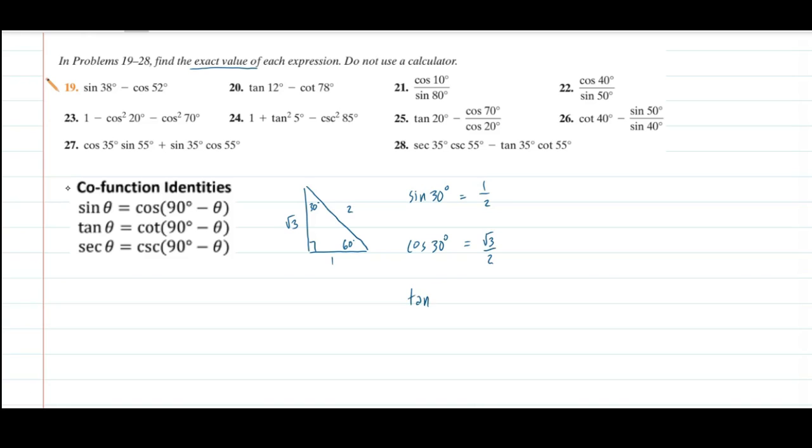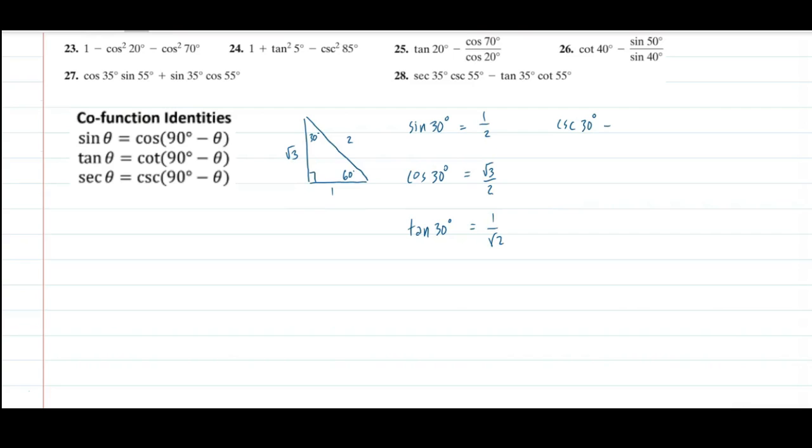And if you find the tan of 30 degrees, it'll give you opposite over adjacent, which is simply 1 over root 2. Similarly, if you find the cosecant of 30 degrees, the cosecant of 30 degrees is going to be 2. The secant of 30 degrees is going to be 2 over root 3, and then you can rationalize that if you wish. And finally, the cotan of 30 degrees is going to be root 3. I think I made a mistake here. This is 1 over root 3.